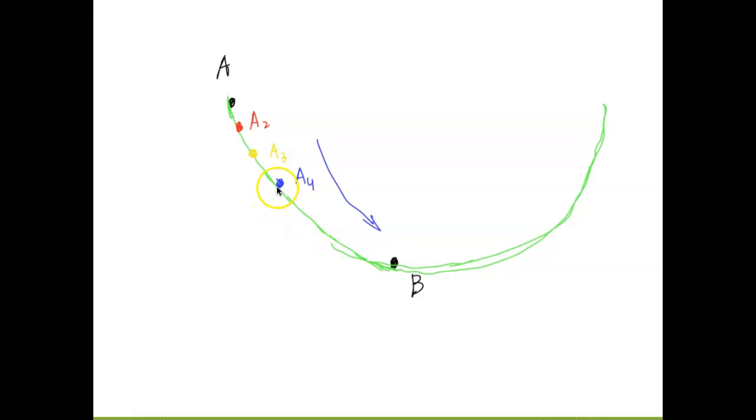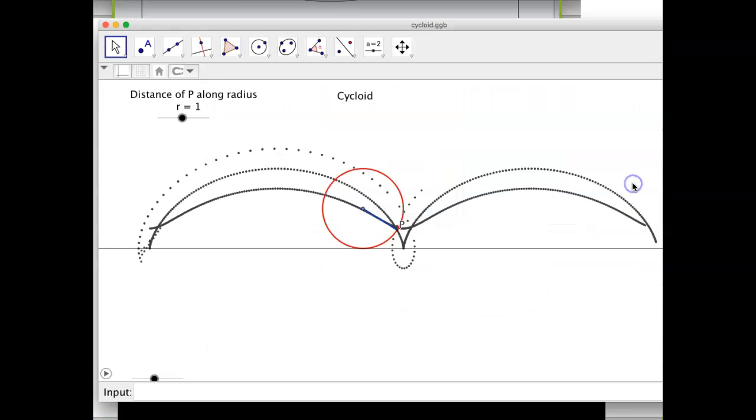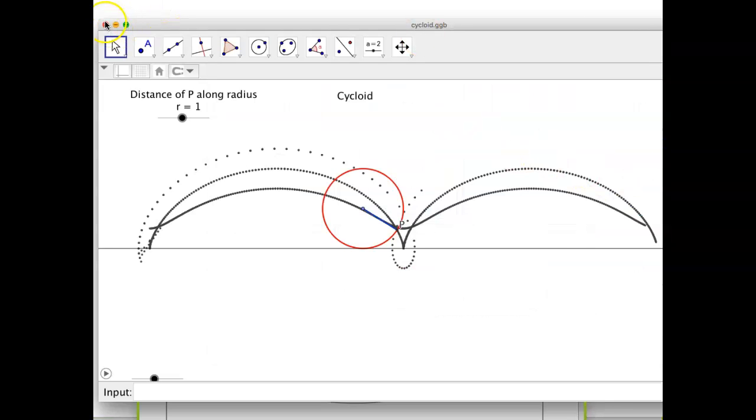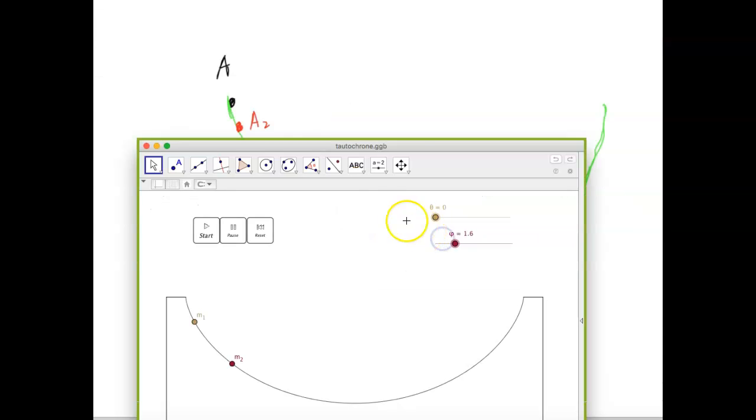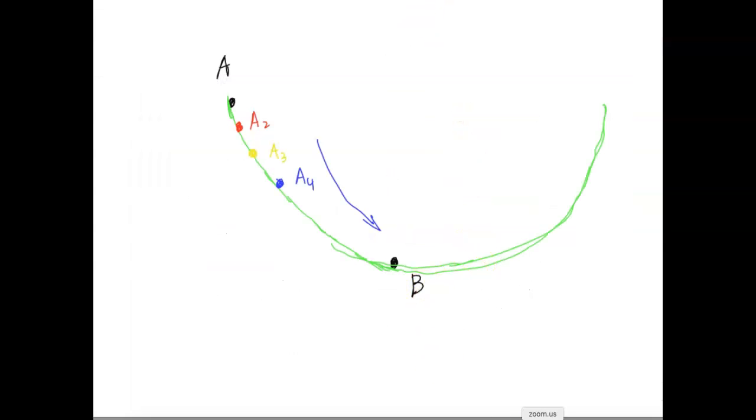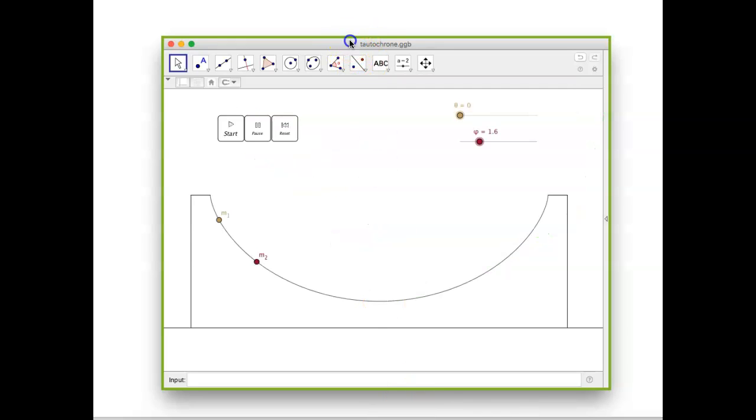Now, they won't complete the same distance, so A4 isn't going to roll up this side of the cycloid as far as, say, the first A is. This A is going to roll all the way to the top. A3 is going to roll to a point symmetric on the other side, and so on, right? But they will all take the exact same amount of time to complete their cycles. So let me show you what I mean there. This is kind of a good illustration of that.